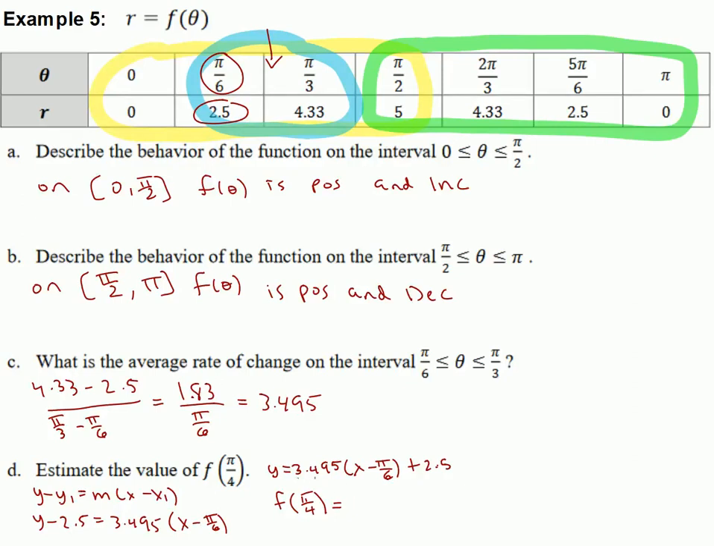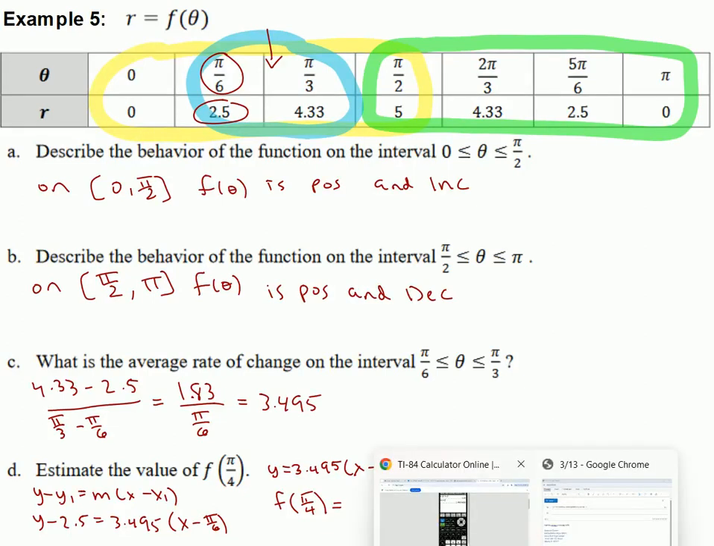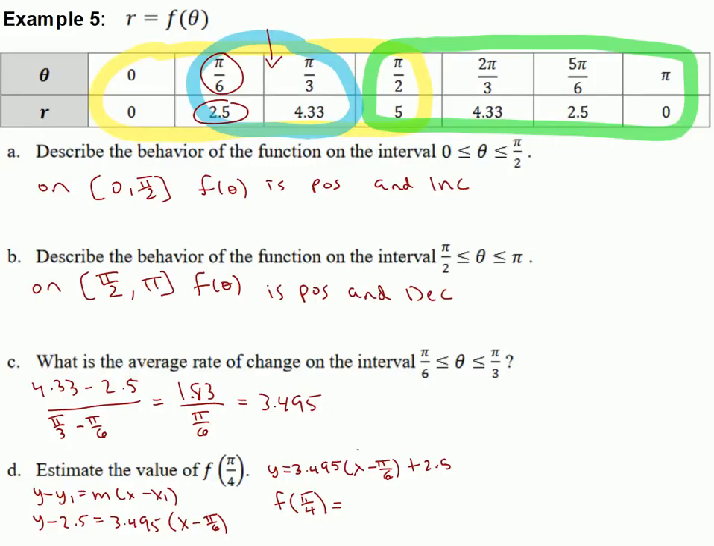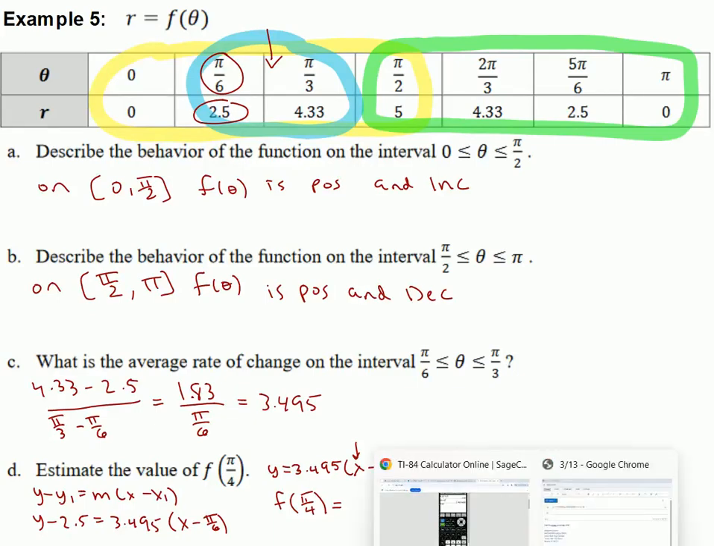So, all right, if I'm going to plug this in, I'm really just going to plug it into that equation I created. Well, 3.495, that's the slope. Hey, I actually already had that in my calculator, except I had the exact number in the calculator, which is even better, you see? So let's take that number and multiply it by x. And what do we want for x? Oh, we want pi over 4. So we're going to do pi over 4 minus pi over 6. We're just plugging that in.